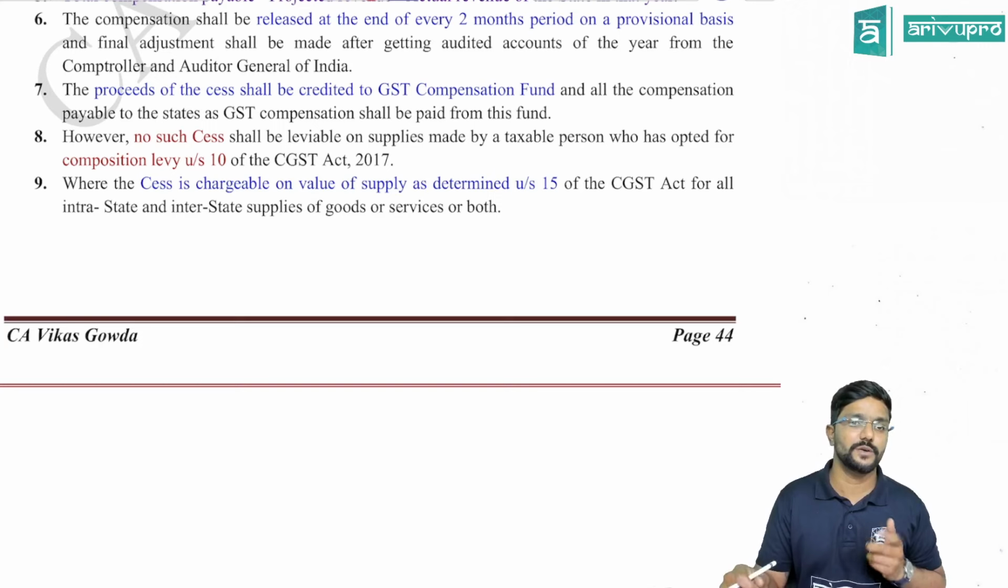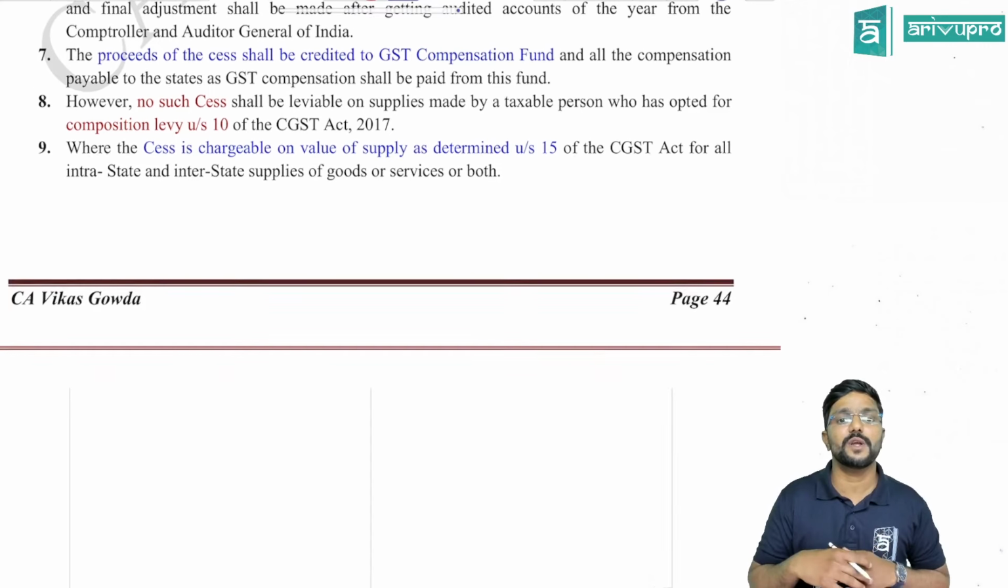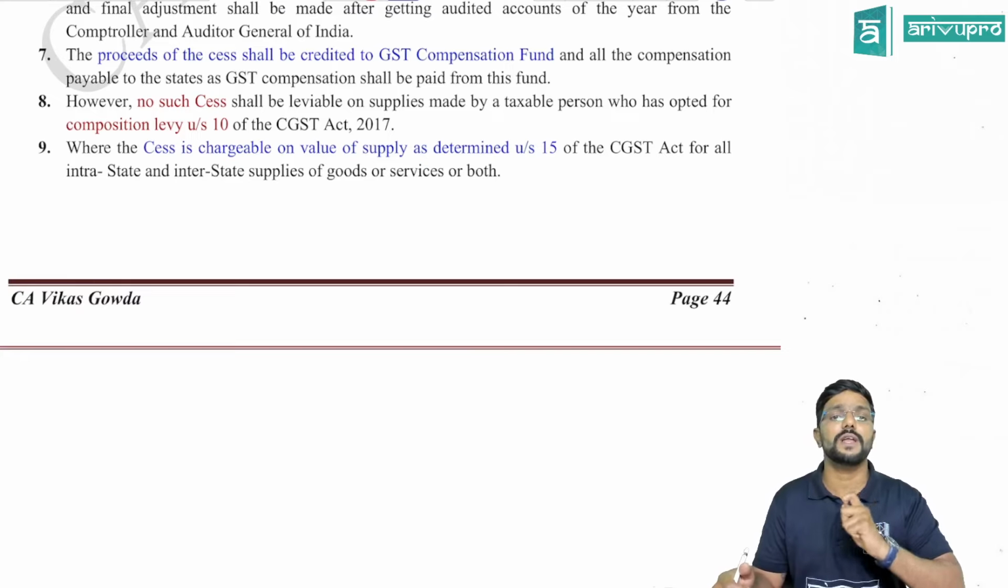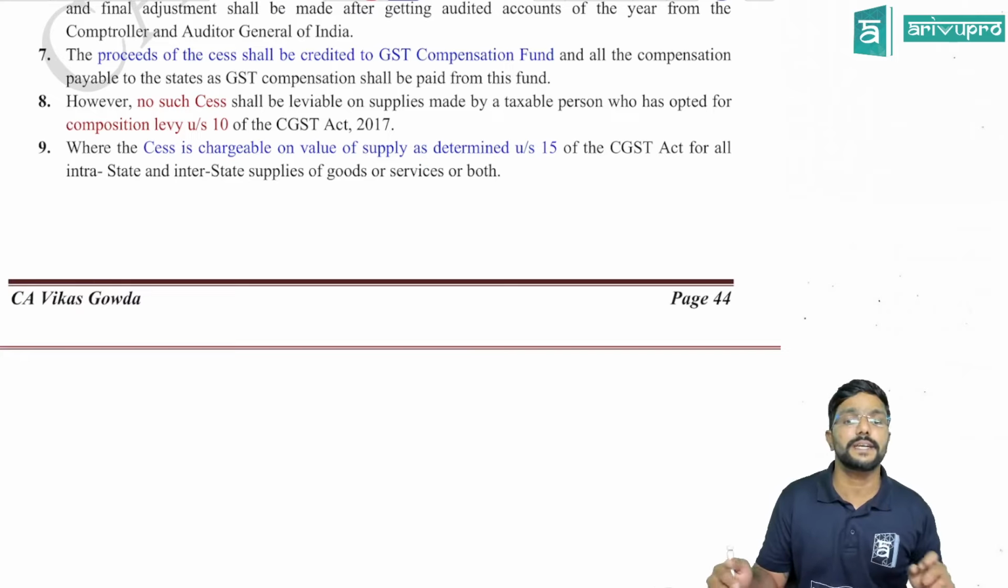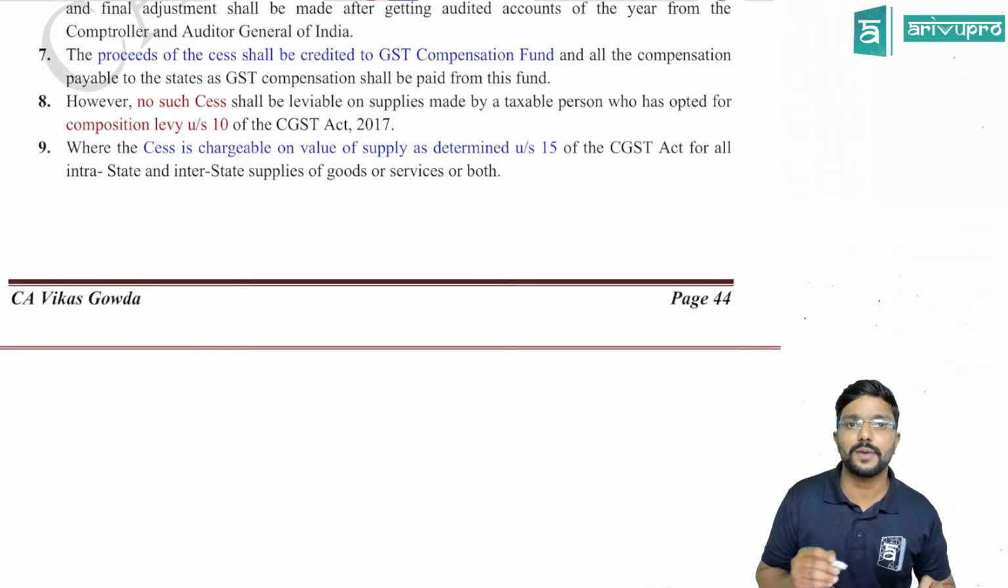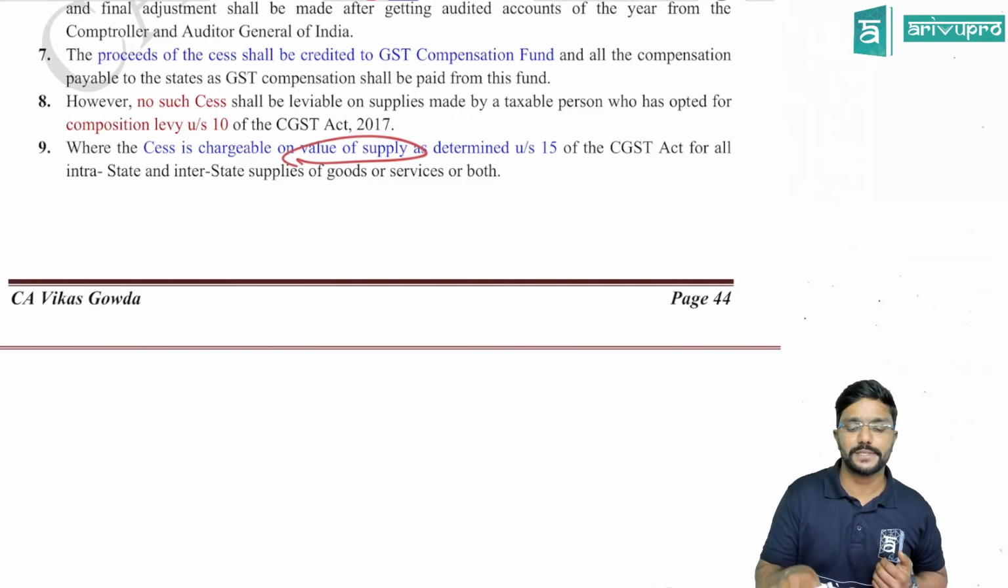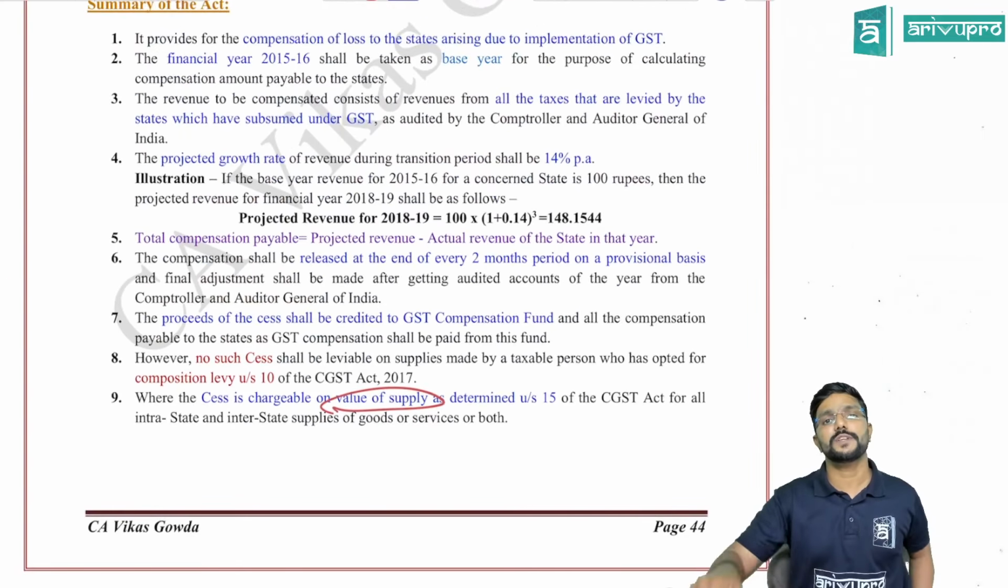Then where the cess is chargeable, on the value of supply as determined under Section 15 of the CGST Act, for all intrastate as well as interstate supply. Means whenever cess is applicable, it will be calculated on the value of supply as determined under Section 15 or as per the valuation rules, guys. So this is all about the revision of this chapter.